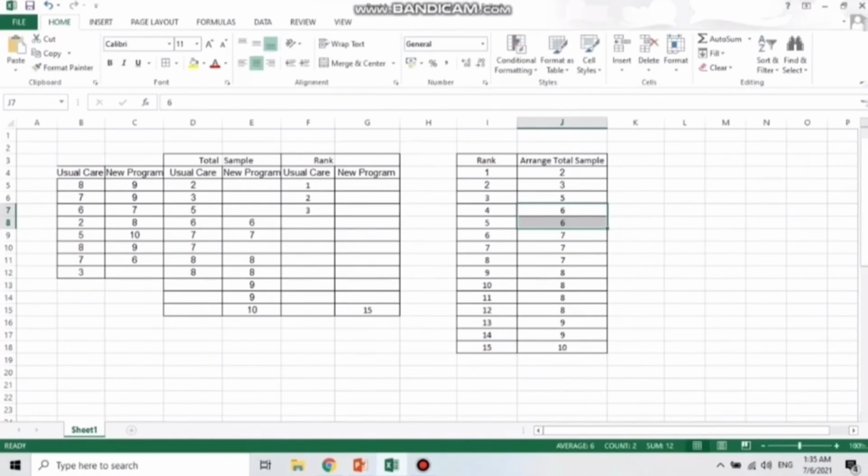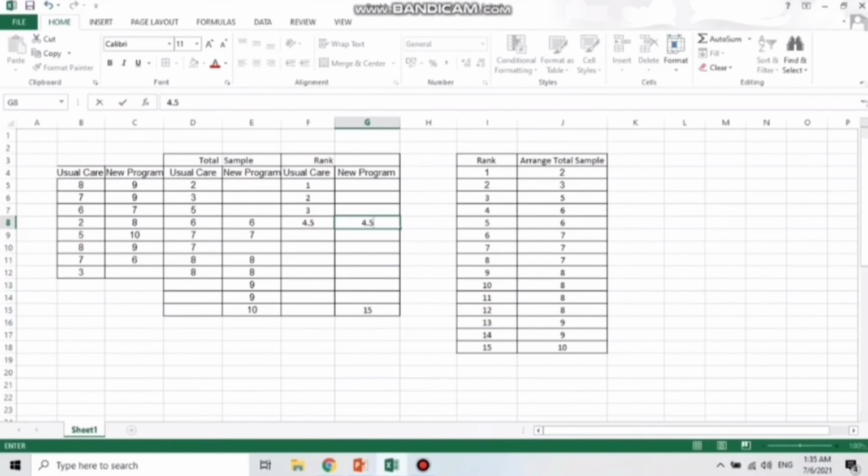The next score is 6, and there are 2 samples for this score, which are at ranks 4 and 5. To determine the rank for these 2 scores, we need to sum both ranks 4 and 5 and divide it by 2 because there are 2 samples for this score. 4 plus 5 equals 9, and divided by 2 equals 4.5.